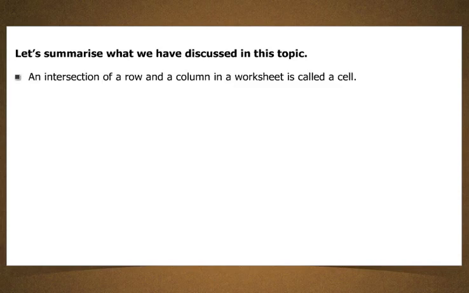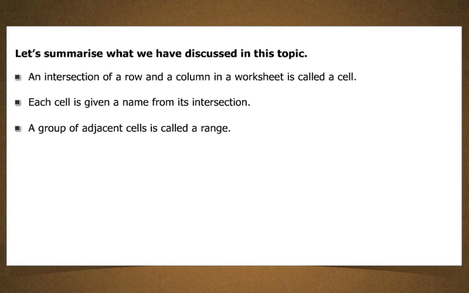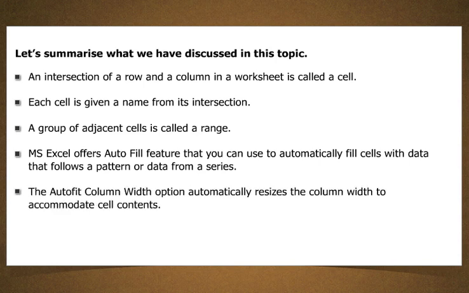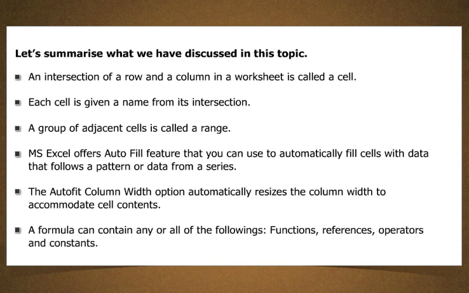An intersection of a row and a column in a worksheet is called a cell. Each cell is given a name from its intersection. A group of adjacent cells is called a range. MS Excel offers autofill features that you can use to automatically fill cells with data that follows a pattern or data from a series. The AutoFit column width option automatically resizes the column width to accommodate cell contents. A formula can contain any or all of the following: functions, references, operators, and constants.